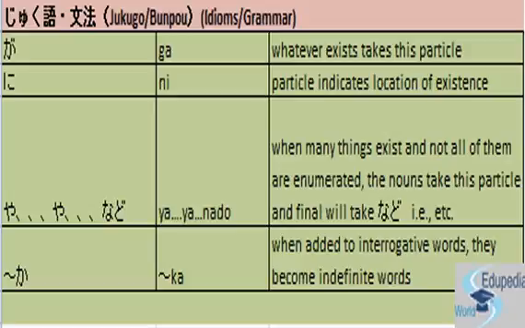Okay, so the four different grammars that we have learnt in this lesson are ga, ni, ya ya nado and ka. So ga is whatever exists takes this particle. The difference between ga and wa is that wa is the topic marker and ga is the subject marker. Ni, particle indicates location of existence. Third, ya ya nado. When many things exist and not all of them are enumerated, the nouns take ya ya nado pattern and finally end with nado, which means etc. The last one is ka. When added to interrogative words, they become indefinite words. Clear?